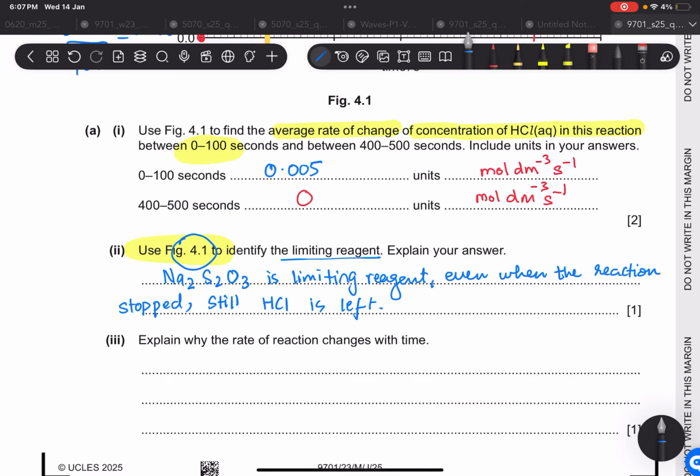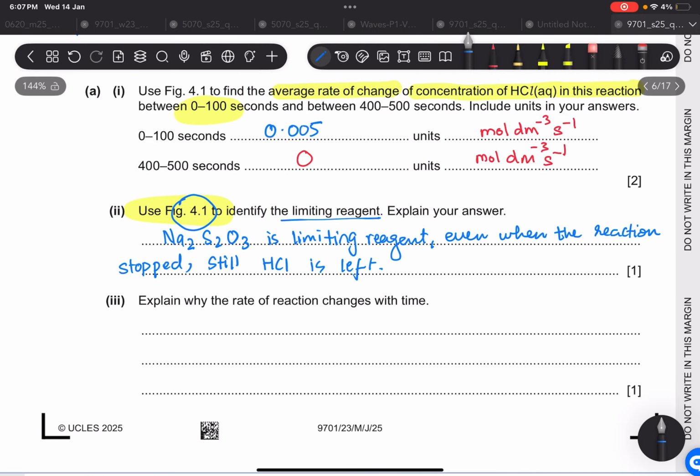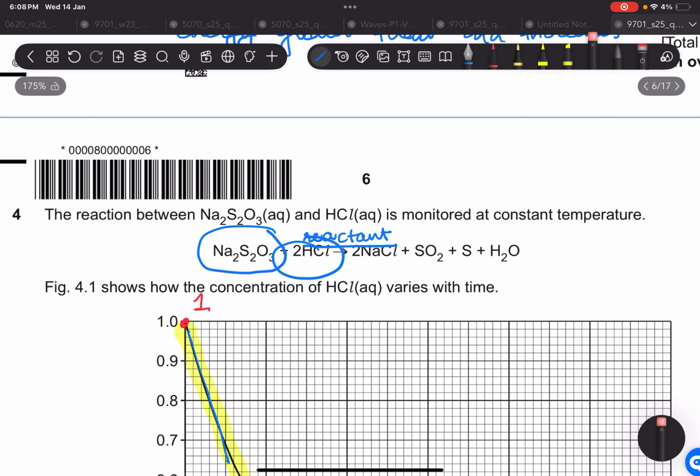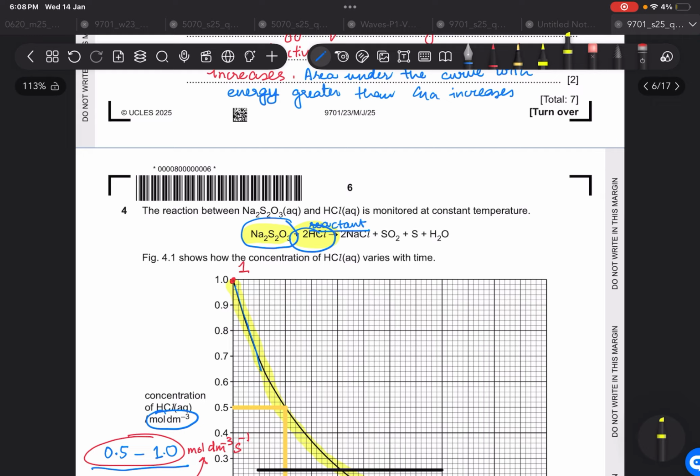Explain how the rate of the reaction changes with time. Always remember, whenever they say that the rate of reaction changes with time, you have to say that the concentration of your reactants is decreasing, so the frequency of effective collision is decreasing. Why? Initially you have a lot of reactants, but as the reaction proceeds, the reactants collide and get used up. When the amount of reactants decreases, the frequency of effective collisions decreases, because the concentration of reactants is continuously decreasing.